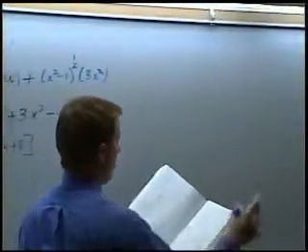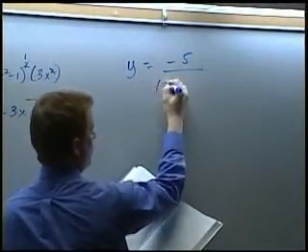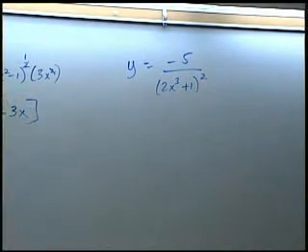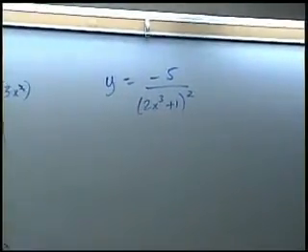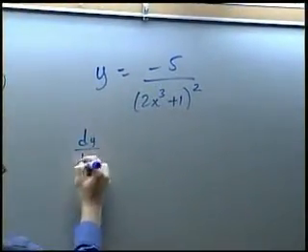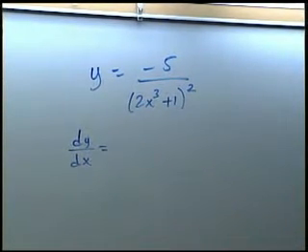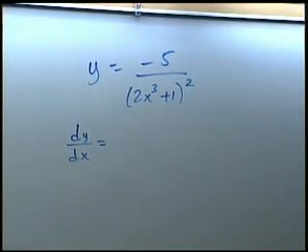Y equals negative 5 divided by 2x cubed plus 1 quantity squared. All right, again, what is my major rule that I need to use here? Okay, quotient rule, right? I've got a numerator and denominator, but then within the quotient rule, I will have to do a chain rule, won't I, on that denominator? Okay, all right, so let's work this out.